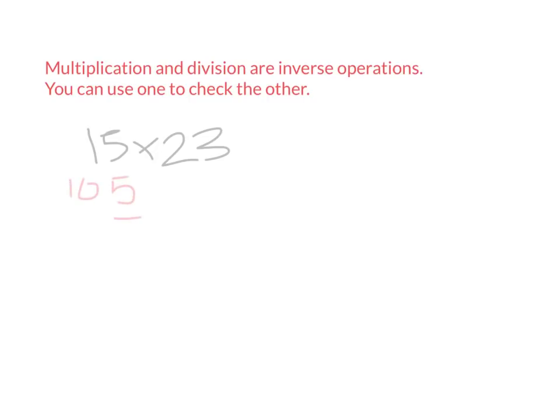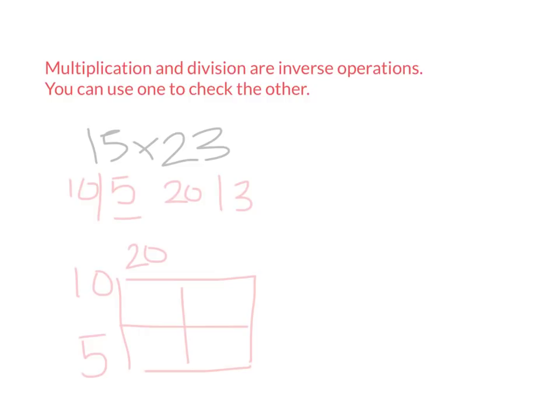So 5 is my ones, and this is my tens, and then 23 is made up of 20 and 3. So if I was using the box model, I would break my numbers down into their place value parts, and then I have my 20, and I have my 3 here. And then all you do is you go ahead and you multiply.